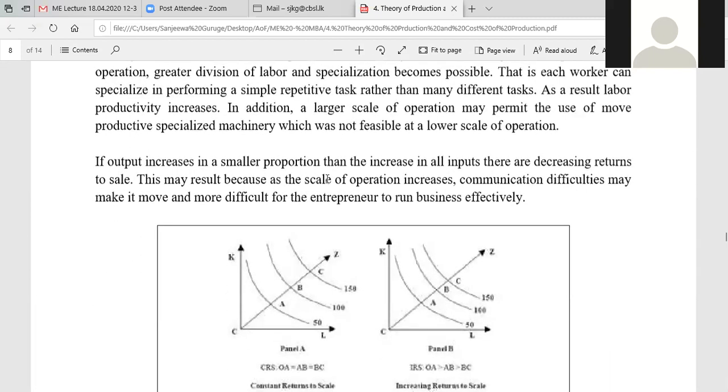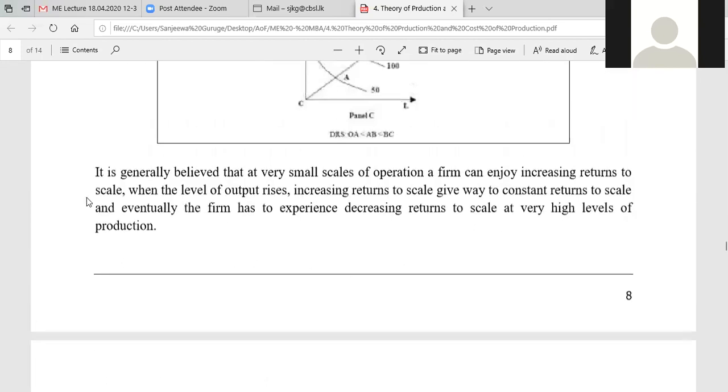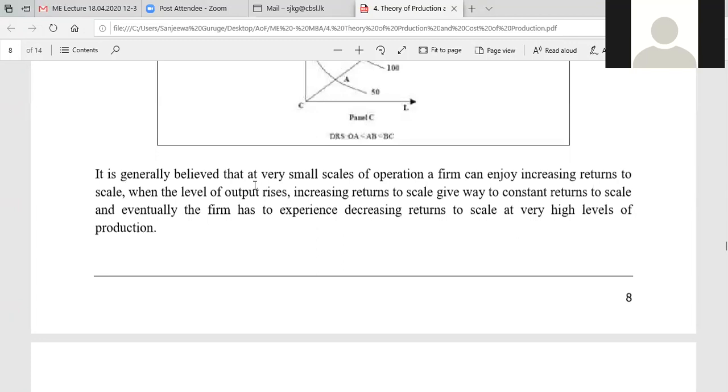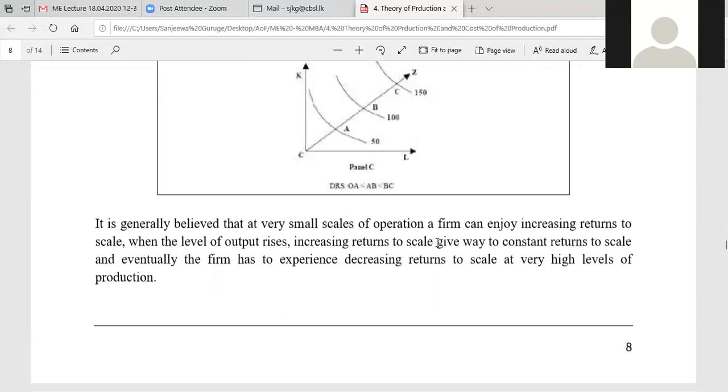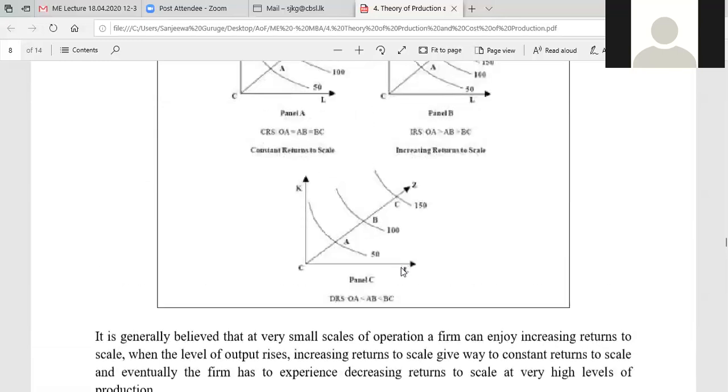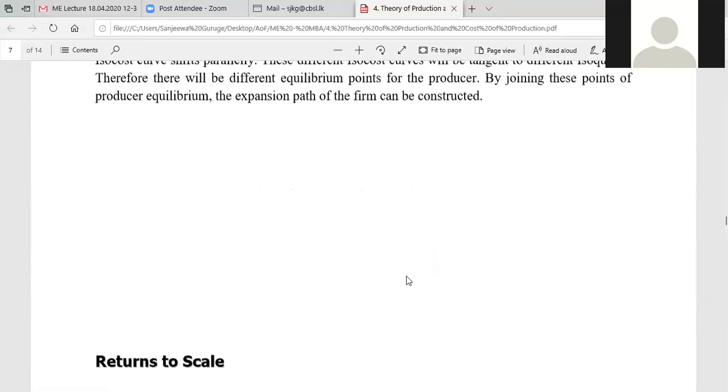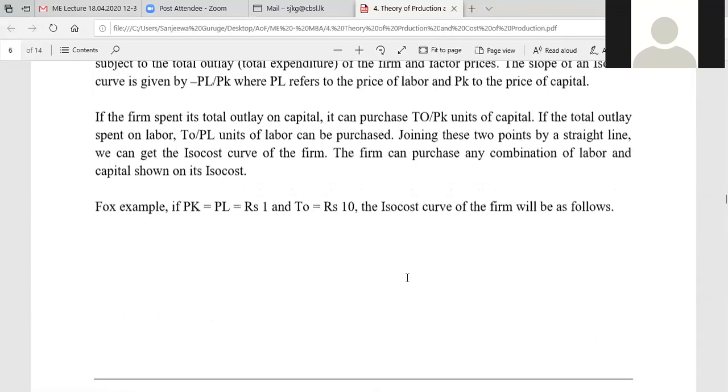If output increases in a smaller proportion, right, here in the last paragraph, it is generally believed that at a very small scale of operation, the firm can enjoy increasing return to scale. When the level of output rises, increasing return to scale gives way to constant return, and eventually the firm has to experience decreasing return, right? So at the beginning there are increasing returns, gradually there will be constant returns, and finally there will be decreasing returns, right? So these are the key production concepts, so you need to be familiar, right?